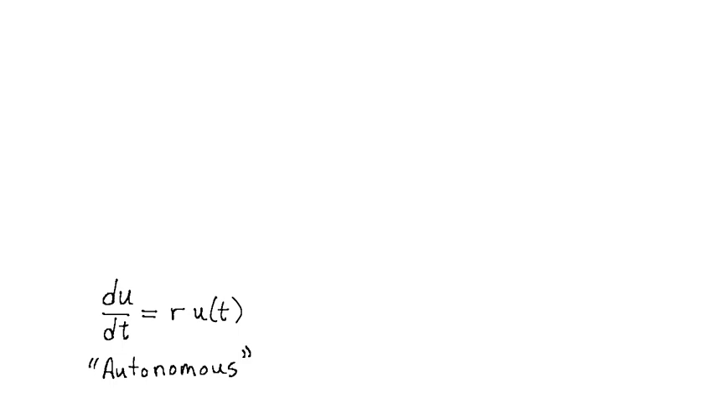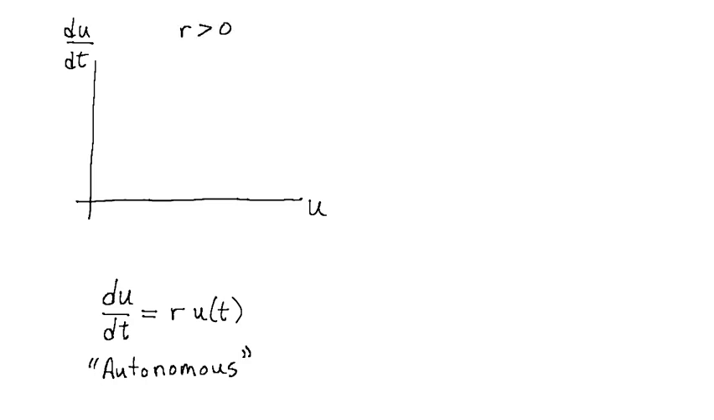Because our model is based on an autonomous differential equation, we can get some insight into its predictions by sketching du/dt versus u. For our current model, the sketch is pretty straightforward. For the problematic case r greater than 0, the sketch is just a straight line of positive slope r that also passes through the origin.